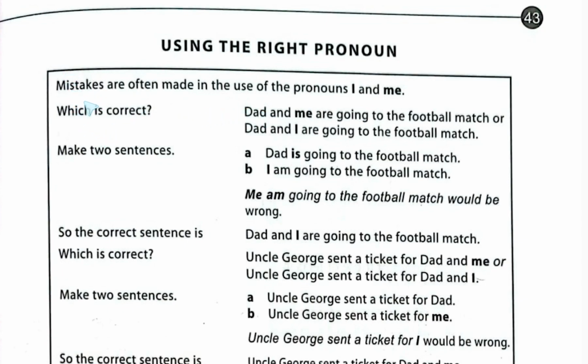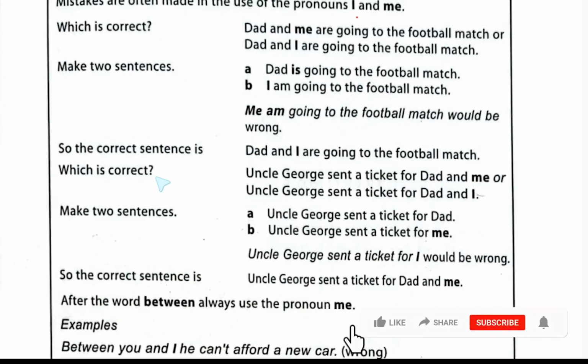Here in the box it's written: mistakes are often made in the use of the pronouns I and me. Which is correct? Dad and me are going to the football match, or Dad and I are going to the football match? Make two sentences. Dad is going to the football match. I am going to the football match. So, me am going to the football match would be wrong. So, the correct sentence is Dad and I are going to the football match.